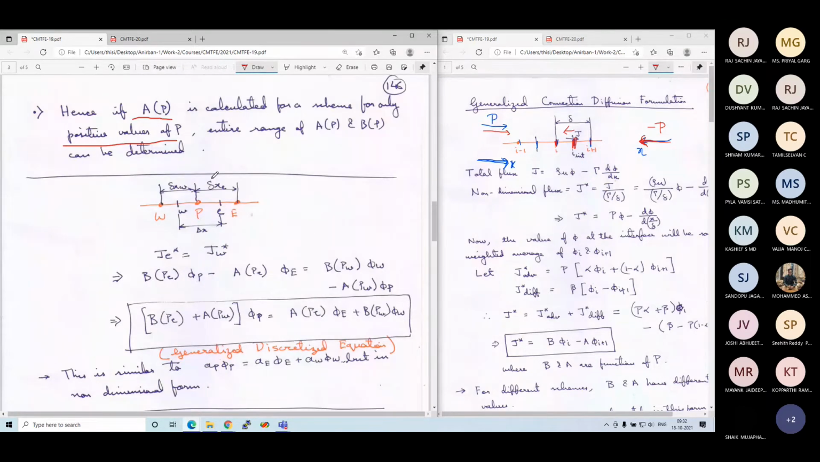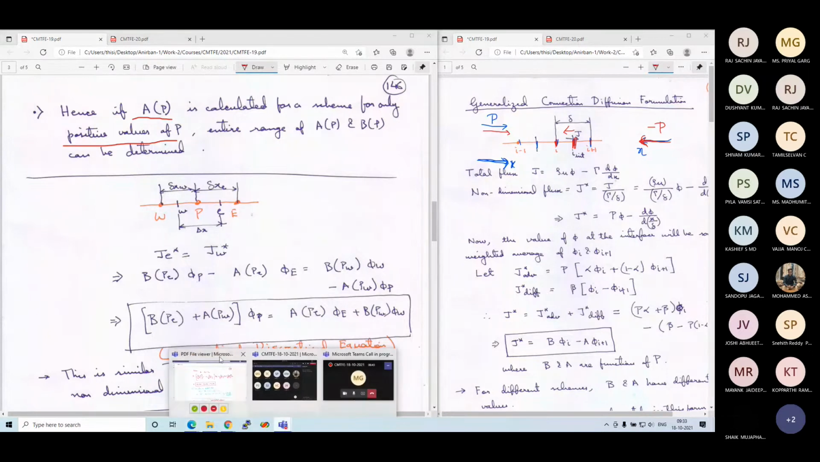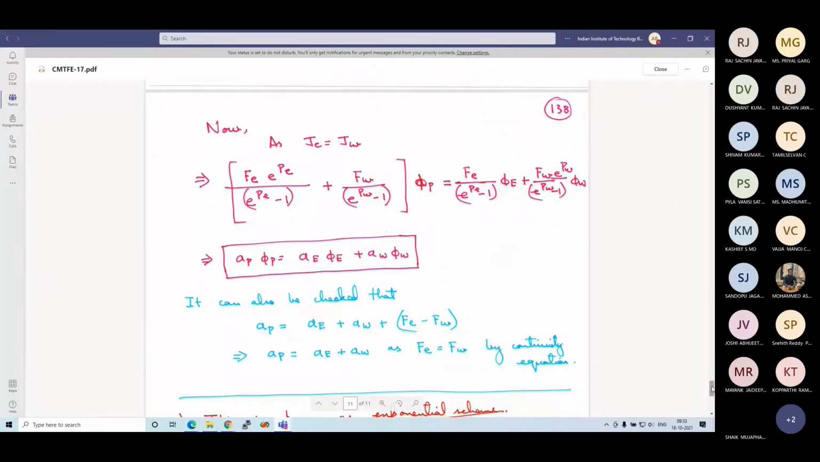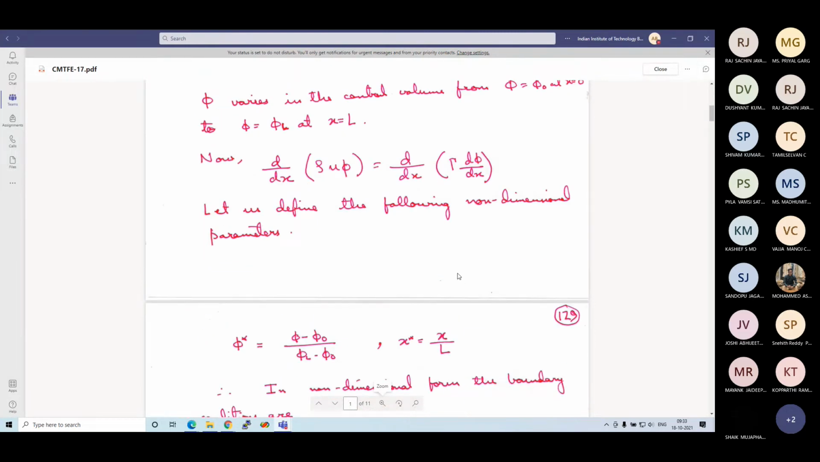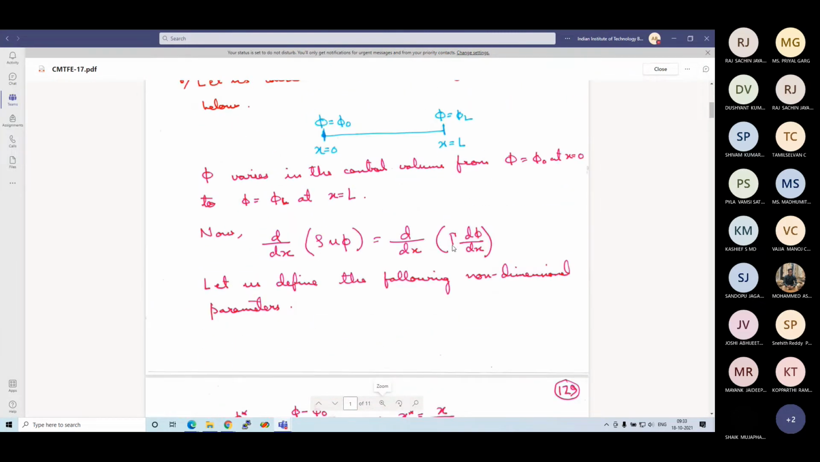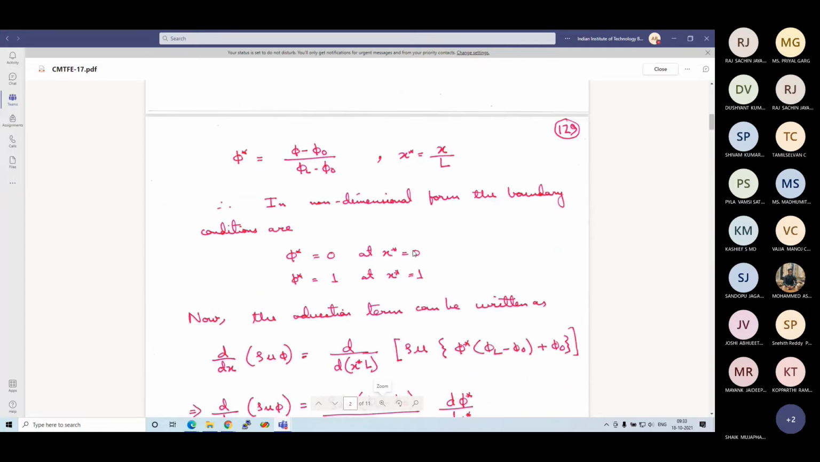So now let us try to derive the generalized scheme. We have just seen one interface, but overall, if you remember the 1D convection diffusion problem, we can write, again going back to here, d dx of rho u phi is equal to d dx of gamma d phi dx. This is the 1D convection diffusion problem without source and without unsteady term.